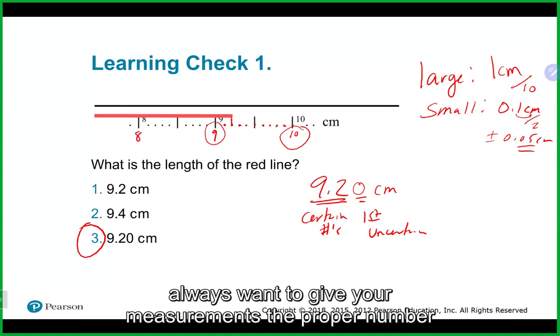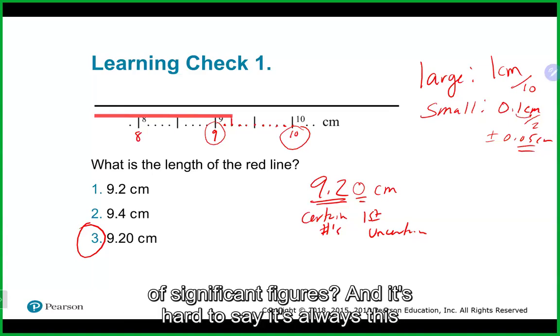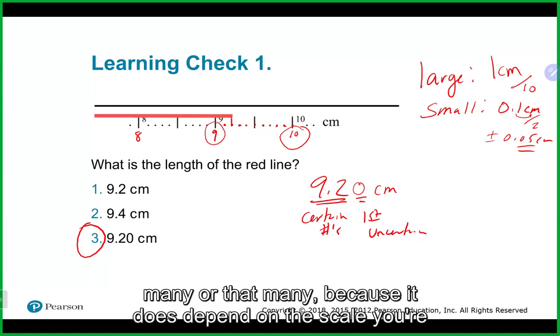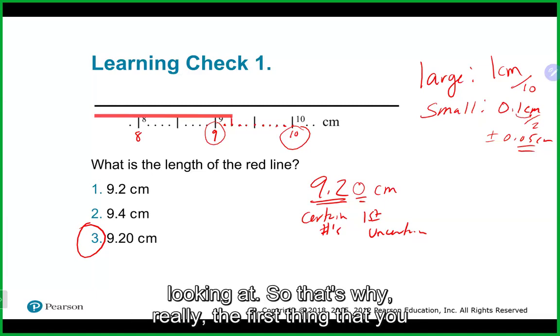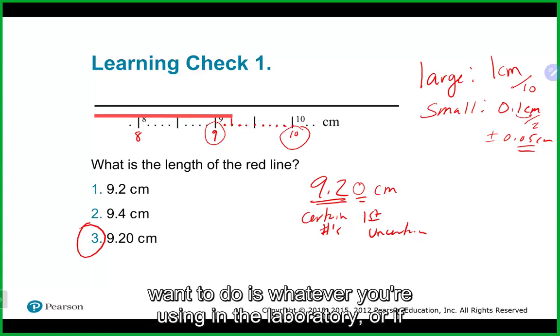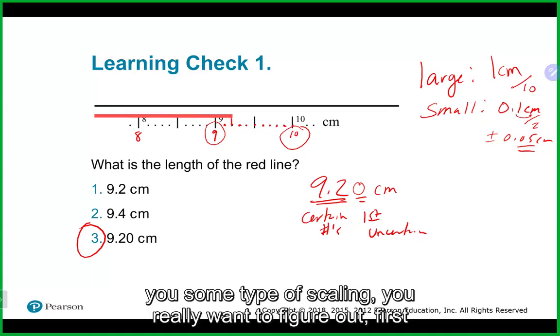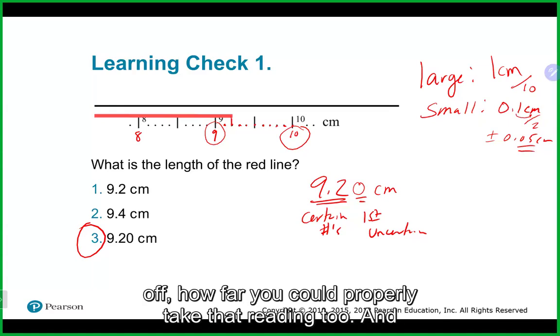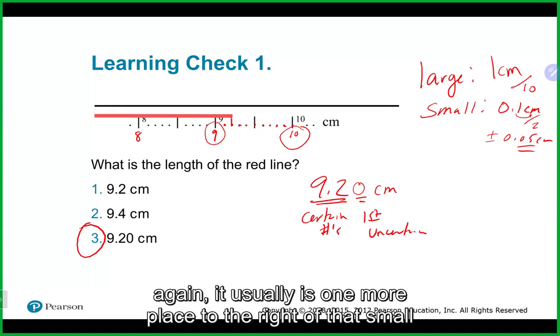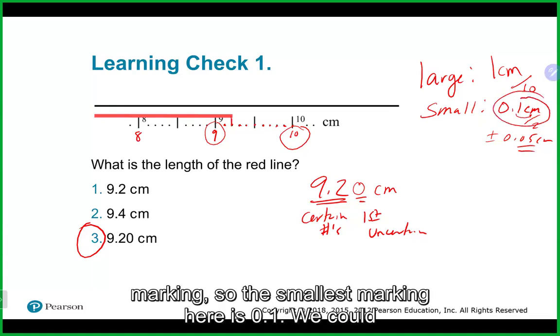You always want to give your measurements the proper number of significant figures, and it's hard to say it's always this many or that many because it does depend on the scale you're looking at. So that's why the first thing you want to do, whatever you're using in the laboratory, or if you have a question in the book, is figure out first off how far you can properly take that reading to. Again, it usually is one more place to the right of the smallest marking. So the smallest marking here is 0.1.